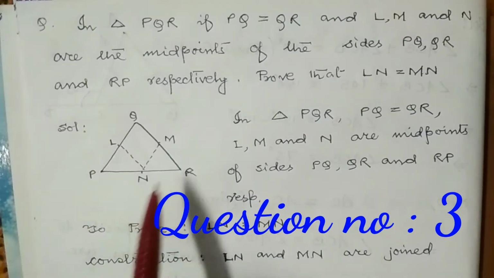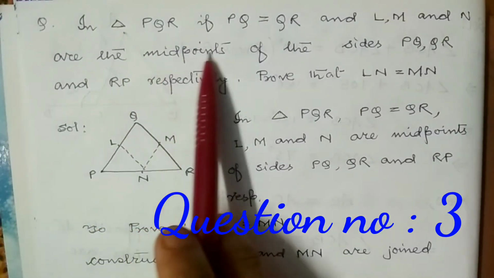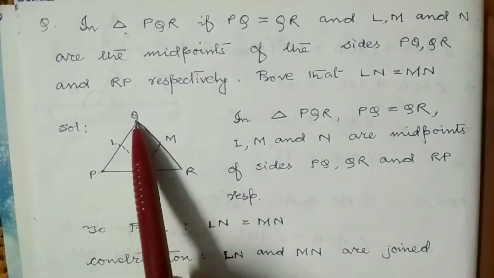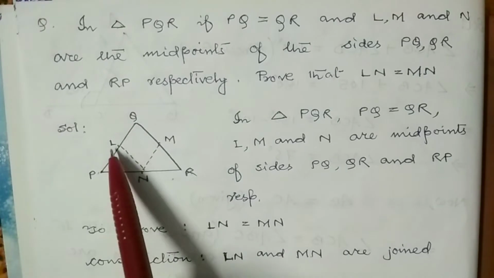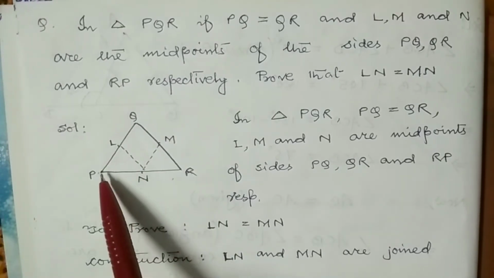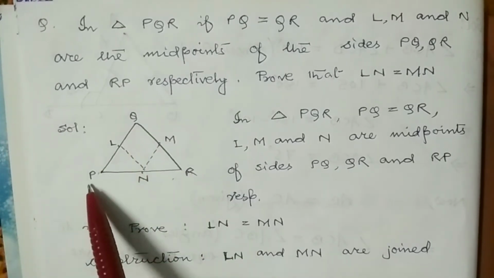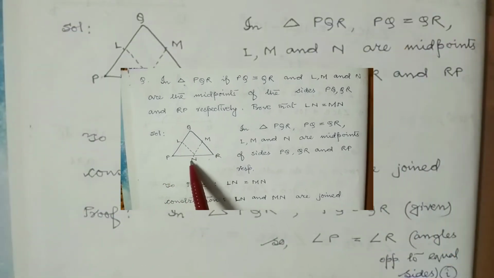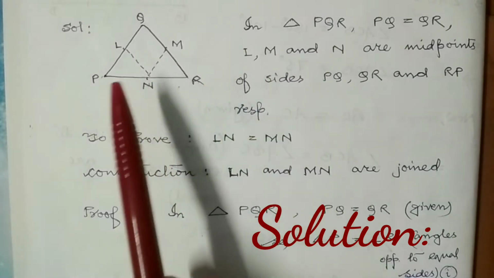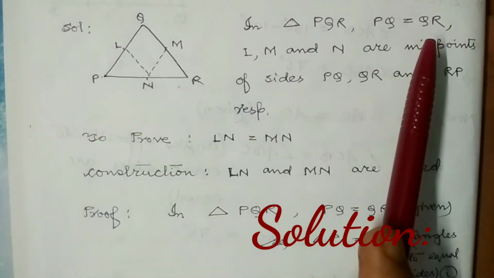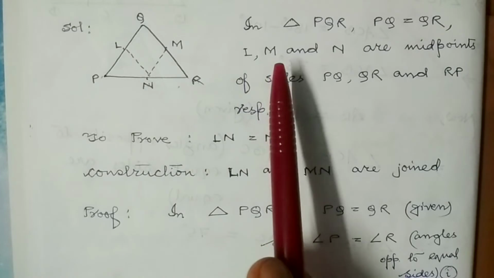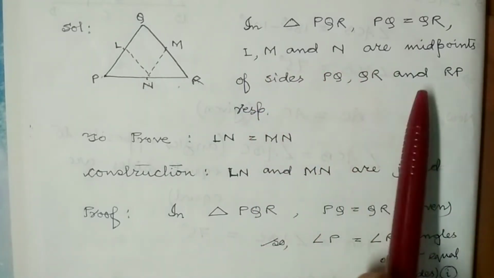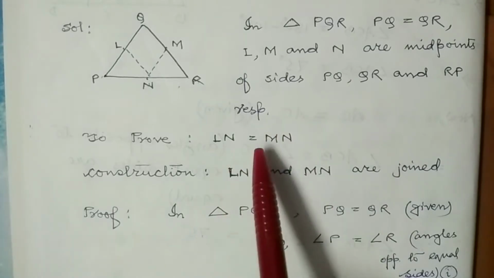The next question is, in triangle PQR, PQ equals QR, and L, M, N are the midpoints of sides PQ, QR and RP respectively. You are to prove LN equals MN. Now in the solution we have to write like this. In triangle PQR, PQ equals QR and L, M, N are midpoints of sides PQ, QR and RP respectively. We have to prove LN equals MN.